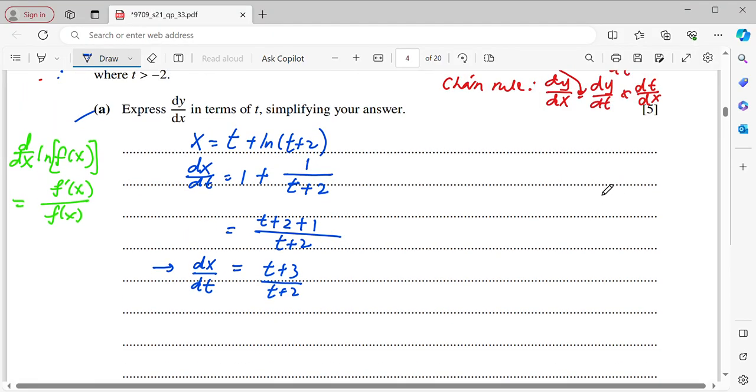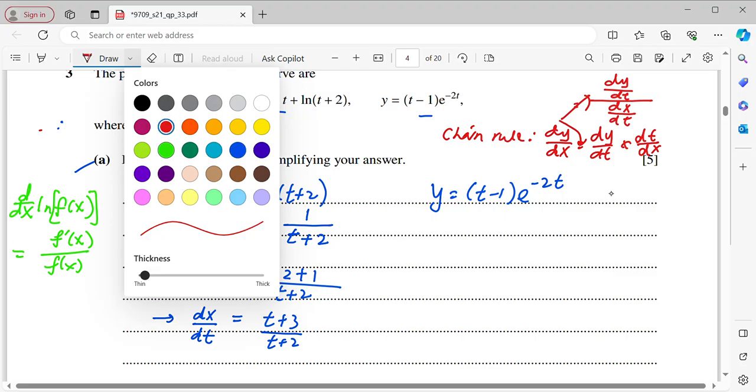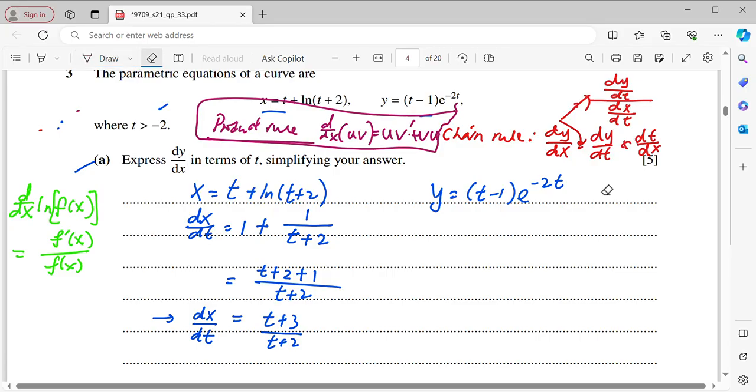Okay, and now for the y. So for y equals (t minus 1) multiplied with exponential negative 2t, here you need to apply the product rule. Alright, so for the product rule, d/dx of uv is u v prime plus v u prime. Okay, so that is the product rule.